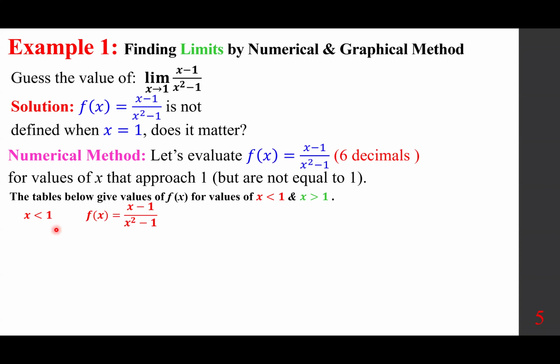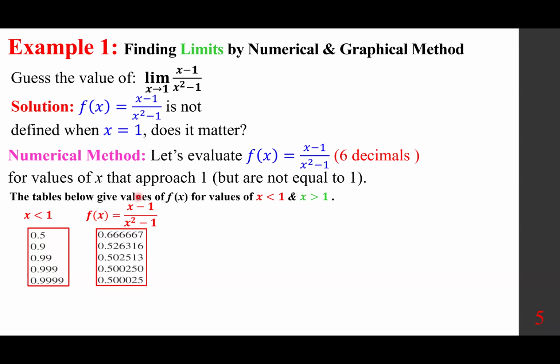For x less than 1, we pick values and plug in. For example, 0.5. By the way, even 0.9 is way too far. 0.99, as you add more nines, you get closer and closer to 1. You put that into this expression and evaluate it with 6 decimals. These are what you get.